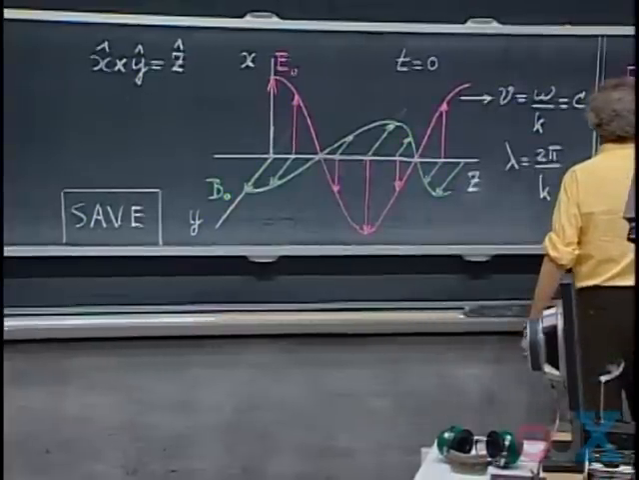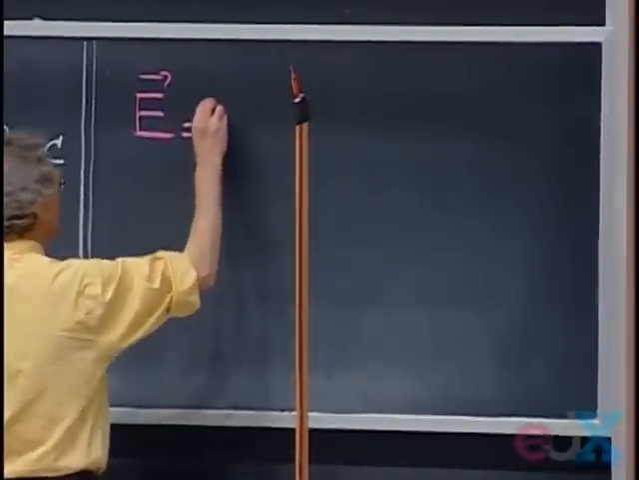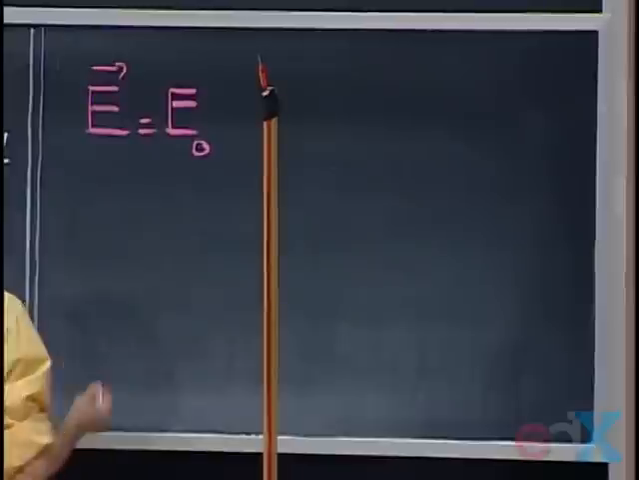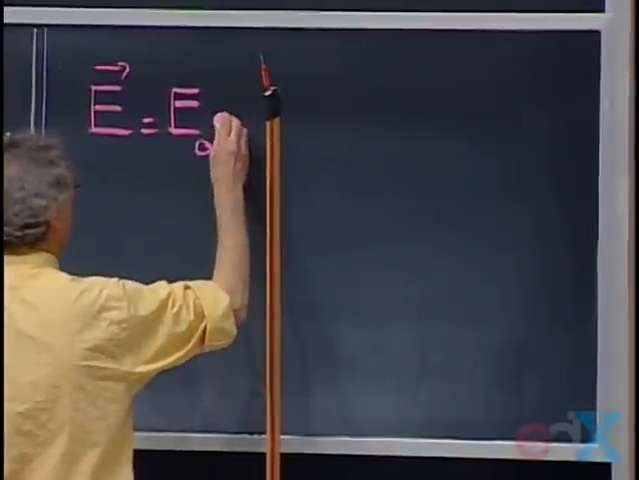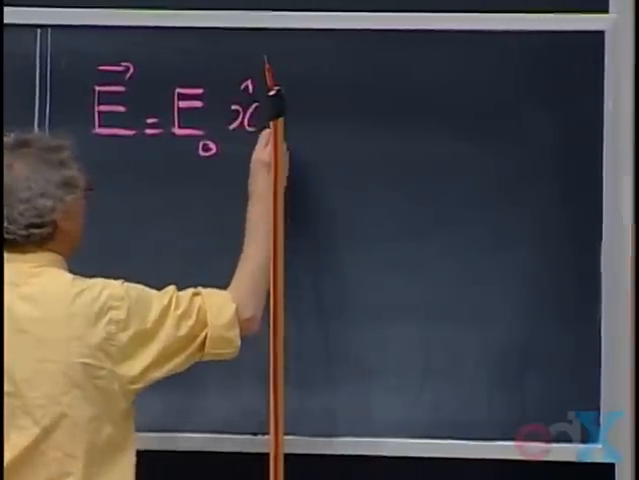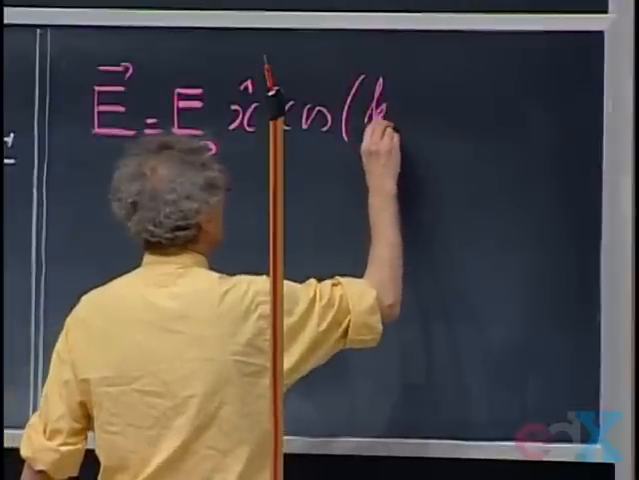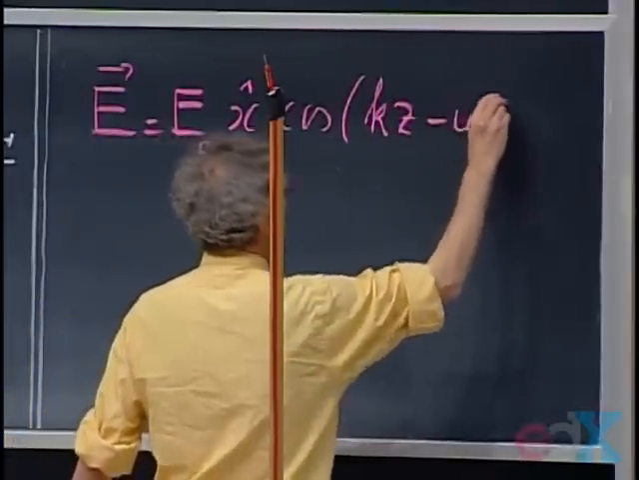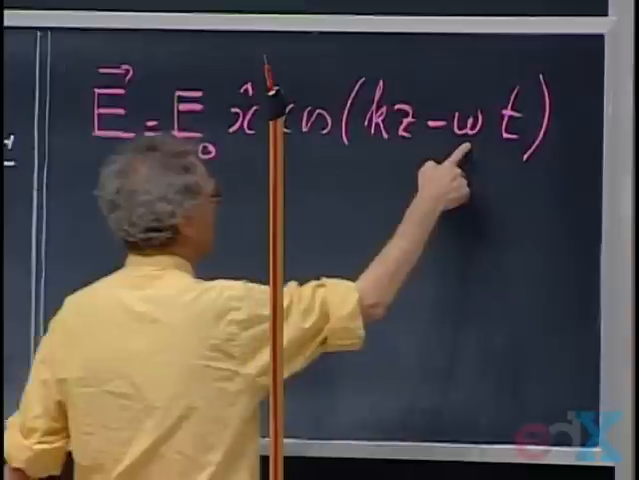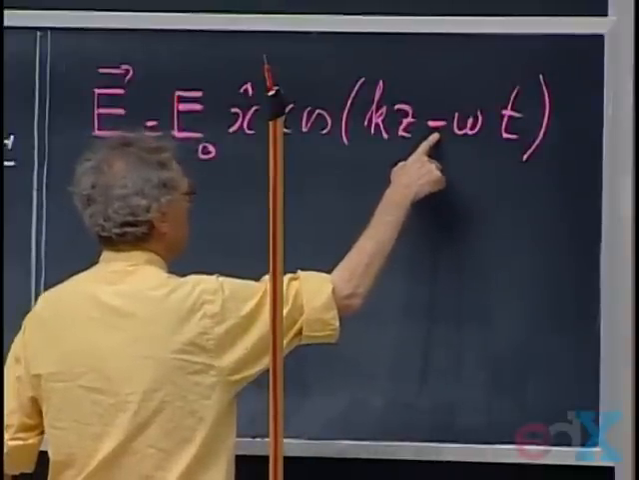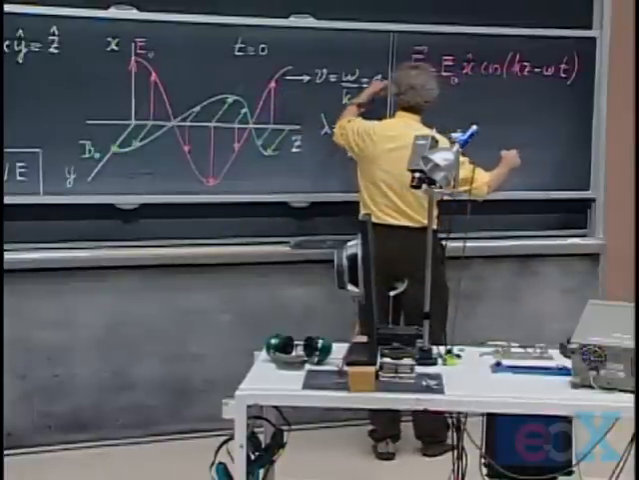The electric field is only in the direction of x. This is the magnitude, the largest value of the electric field. It's only in the direction of x. Cosine kz minus omega t. This is the frequency, and the minus sign tells you that it is traveling in the plus z direction.